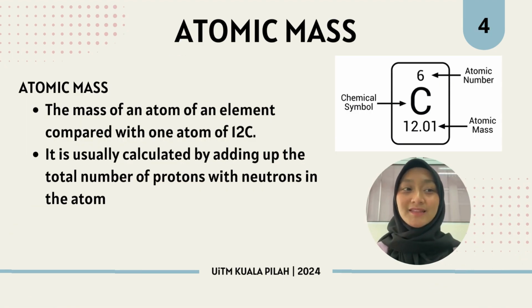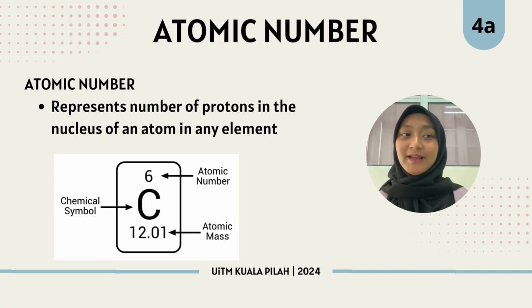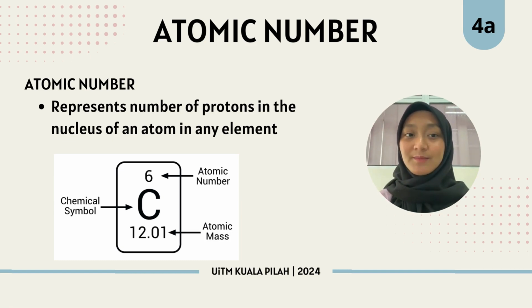Atomic mass. Atomic mass is the mass of an atom of an element compared with one atom of carbon-12. It is usually calculated by adding up the total number of protons and neutrons in the atom. For example, carbon here has an atomic mass of 12.01. Next, we have atomic number. Atomic number represents the number of protons in the nucleus of an atom of any element. For example, here we have carbon with the atomic number of 6.